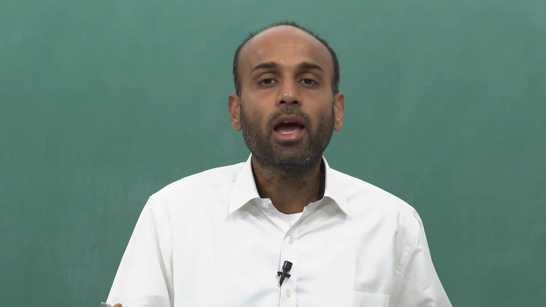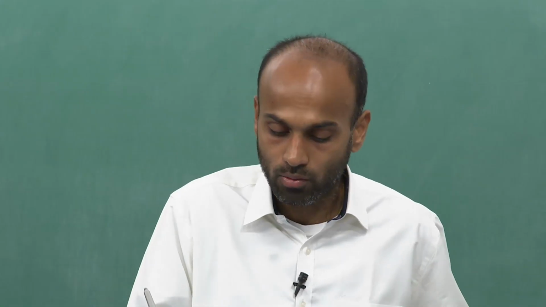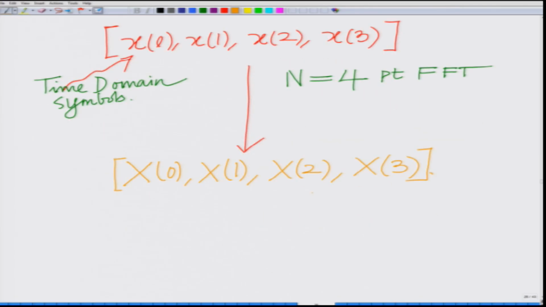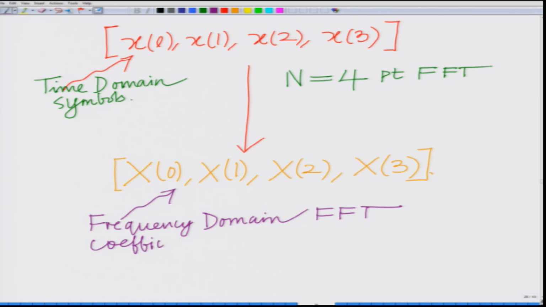what we have is simply the capital XLs, which are the FFT coefficients of the transmitted symbols. So we take the n equal to 4 point FFT of this, and what we get are the capital Xs, X0, X1, X2, X3, and these are simply your frequency domain FFT coefficients of the time domain symbols. That is the important difference with respect to OFDM. These are simply the frequency domain FFT coefficients of the time domain symbols, which are the small x k.